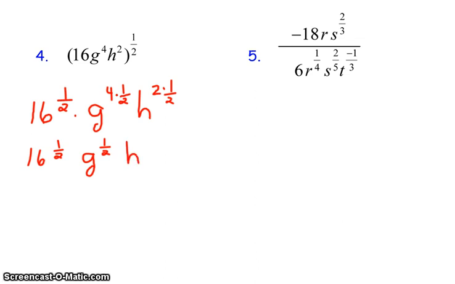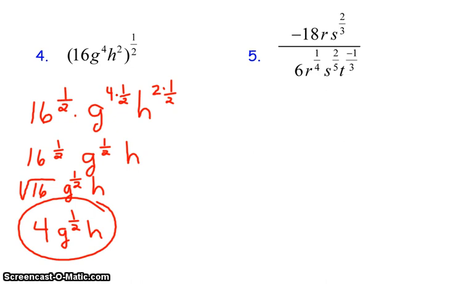Now, simplifying that, if we wrote 16 to the 1/2 in radical, that would be the square root of 16. And then again, we're going to get g to the 1/2 h. And so finally we'd end up with 4 g to the 1/2 h. And that would be all the way simplified.